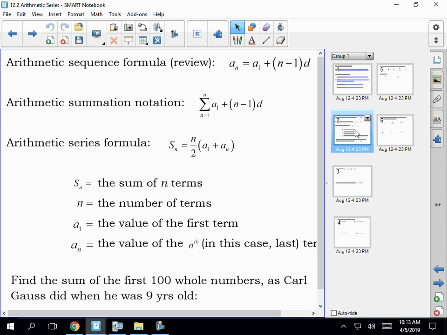But what Gauss did in his head, and formalized later here, is he just took the first term, which was 1, and the last term, which was 100, and said, well, 1 and 100 add up to 101, right? And how many pairs of 101 do I have?